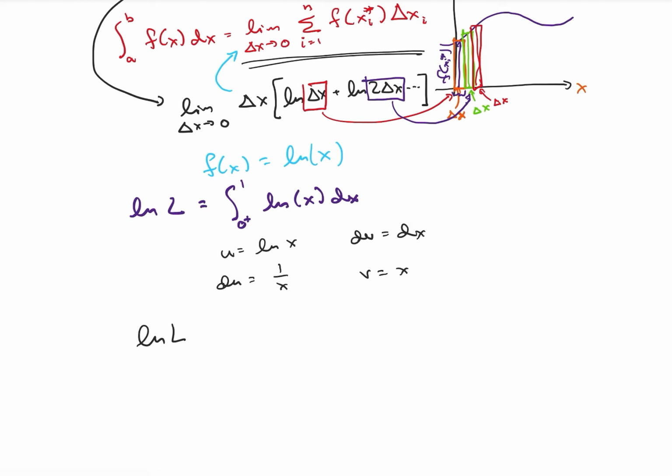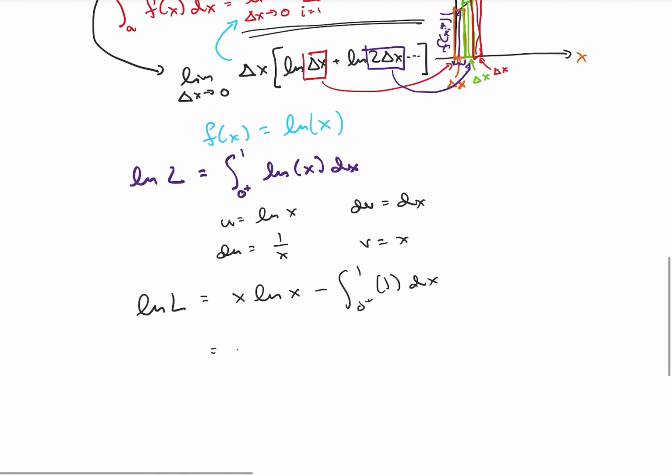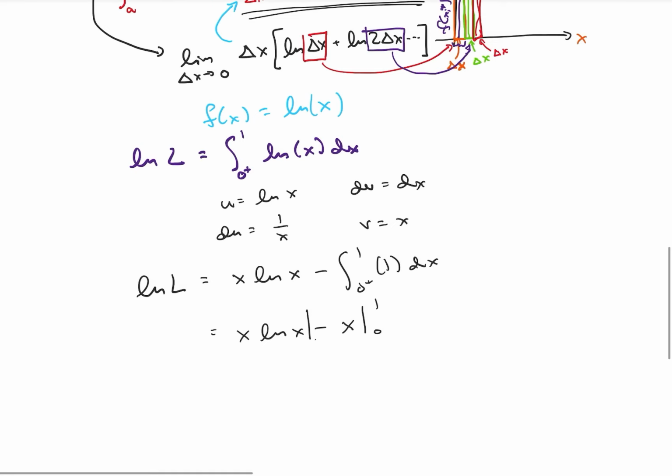So we get that the ln of L is going to be equal to x ln of x minus the integral from 0 to 1 of 1 over x times x, which is just 1 dx. So that's going to give us x ln of x minus x evaluated from 0 to 1, and this is evaluated from 0 to 1 as well. Okay, so what does this give us?